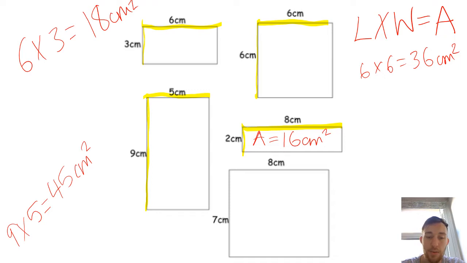Okay, then our last one, even though it looks like a square, we can see that it's not because our length here is 8 centimeters, and then our width is only 7 centimeters. So even though it looks like a square, it's actually a rectangle. And then 8 times 7, length times width equals area, is area equals 56 centimeters squared.